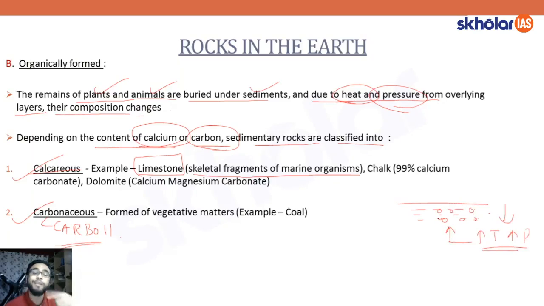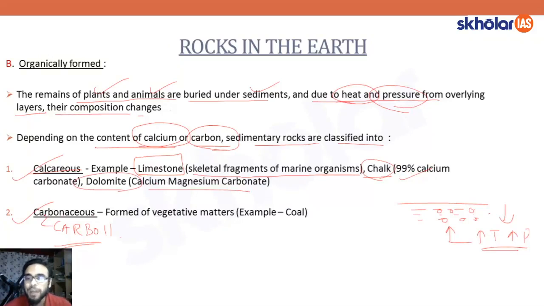It will undergo physical and chemical changes under heat and pressure, which will in turn result in formation of your organically formed sedimentary rocks. Fine. Next we have chalk. Now what is chalk made up of? It is made up of 99% calcium carbonate. Then we also have dolomite. Dolomite is made up of calcium magnesium carbonate.